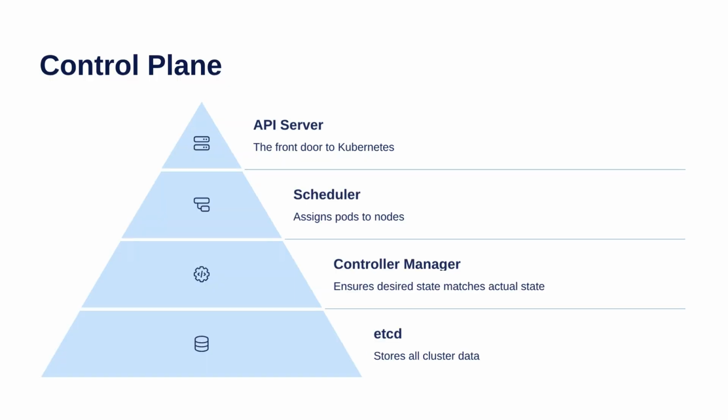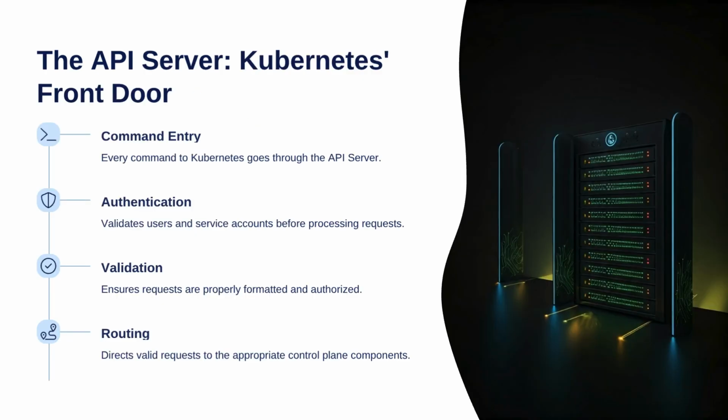But who's managing all of this? That's where the control plane comes in. The control plane consists of several components. The API server is the front door. Every command you give to Kubernetes, like create pod or scale deployment, goes through the API server.